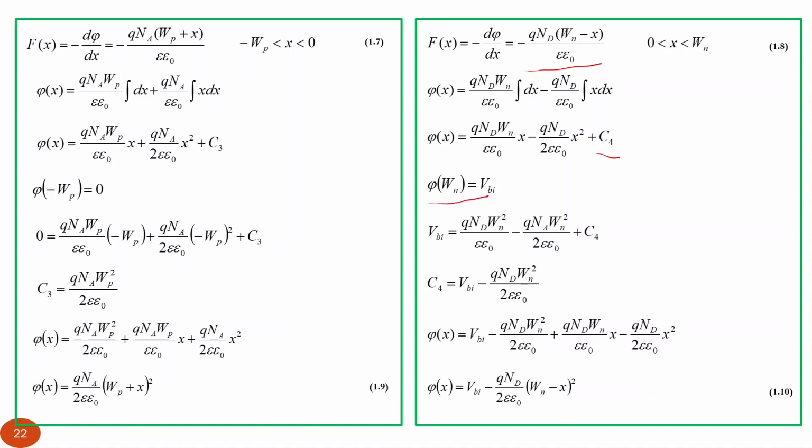Now our boundary condition is different. At the edge of the n-type semiconductor depletion region, the potential is equal to VBI. So we put VBI here, and instead of x, we put WN. So we get the expression for our constant C4, substitute it here, and finally get also the expression for electrostatic potential distribution in the n-type depletion region of the semiconductor of this PN junction. So we have these expressions.